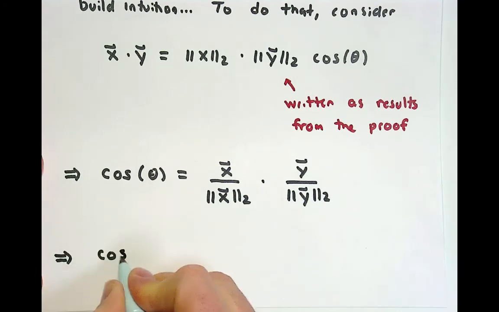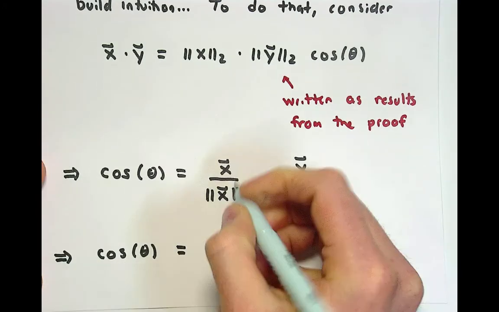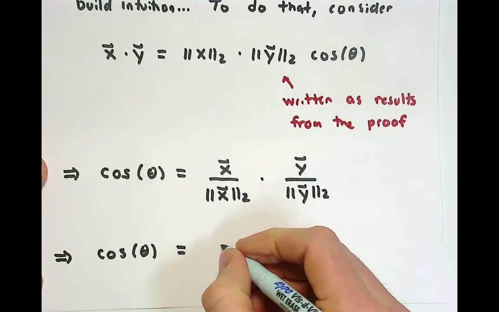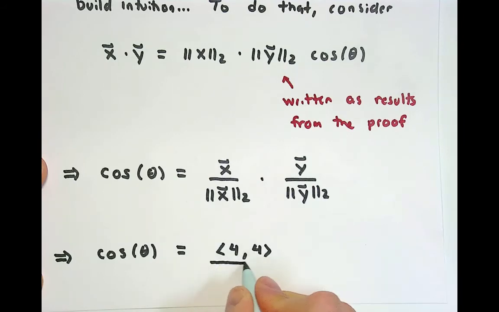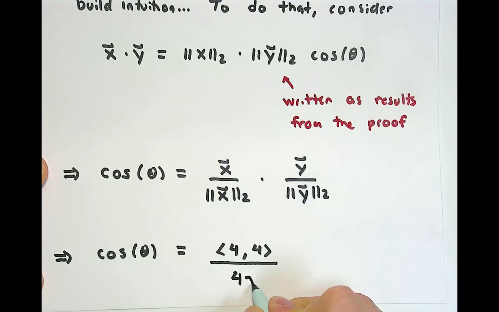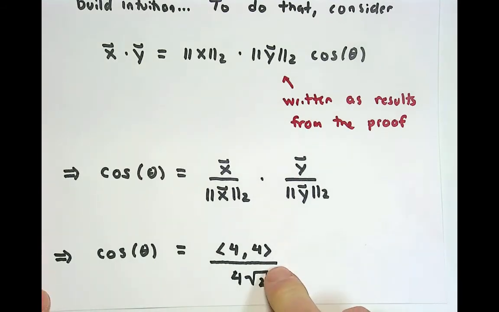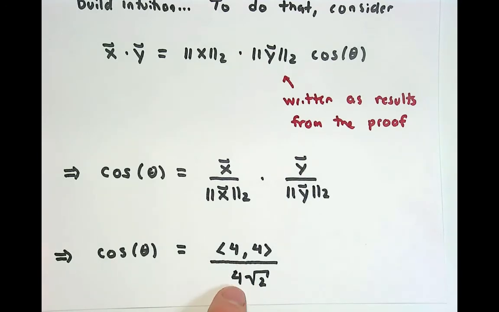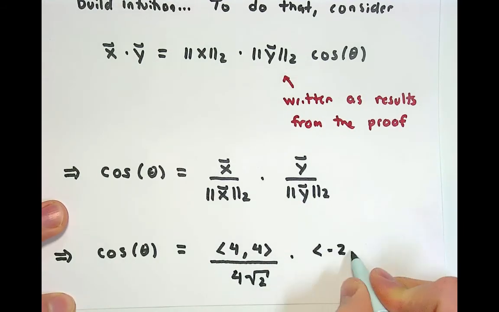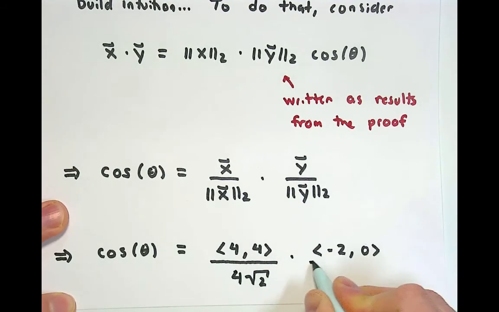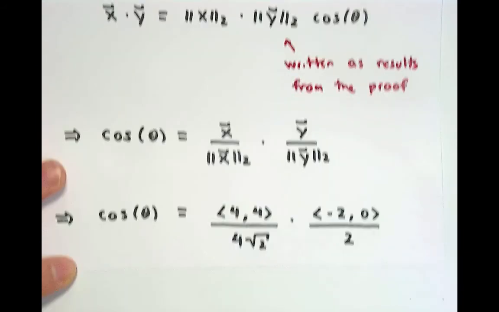And in our case, if we were to actually do this for the specific example we're looking at, x was 4, 4. And then we're going to divide that by 4 square roots of 2. Notice this division is actually a scalar vector multiplication. We're just going to multiply the scalar 1 over 4 square roots of 2 by the vector 4, 4. And then here we had the vector -2, 0, and we were going to divide that by its norm 2.